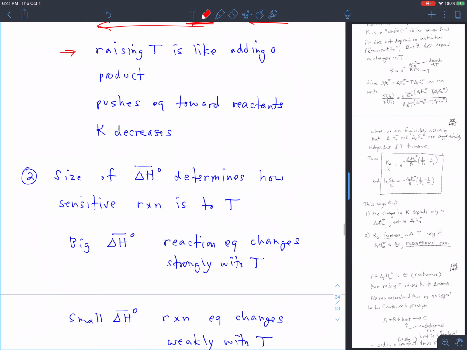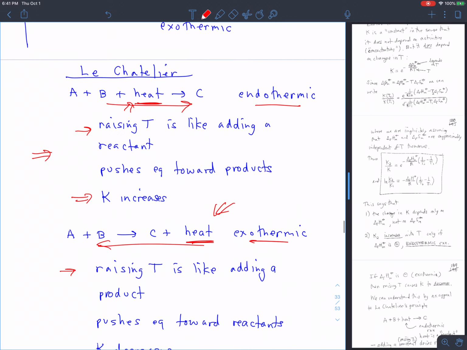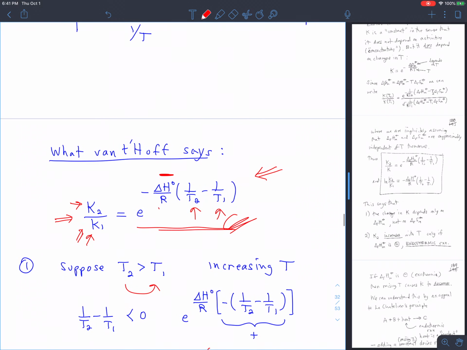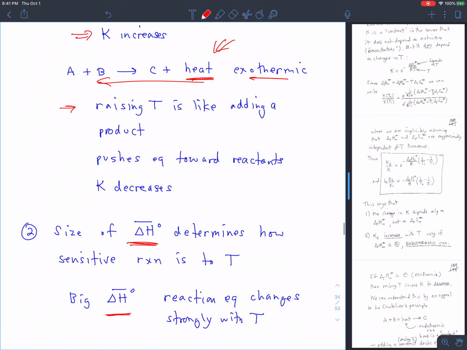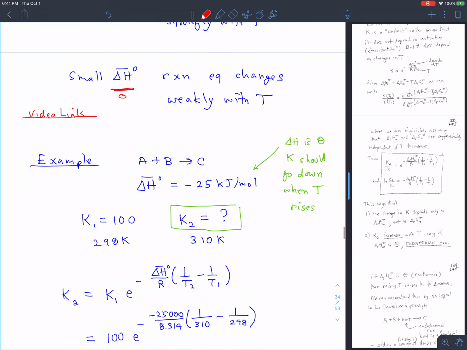We also saw that if delta H is a large value, then the equilibrium constant will be sensitive to temperature. But if it's a small value, especially let's suppose that delta H is 0, then you can see in the formula that you just get e to the 0, which means that it doesn't depend on temperature at all. So the sensitivity depends on how big delta H is. If delta H is large, then it's sensitive. If delta H is small, then it's insensitive, sorry.